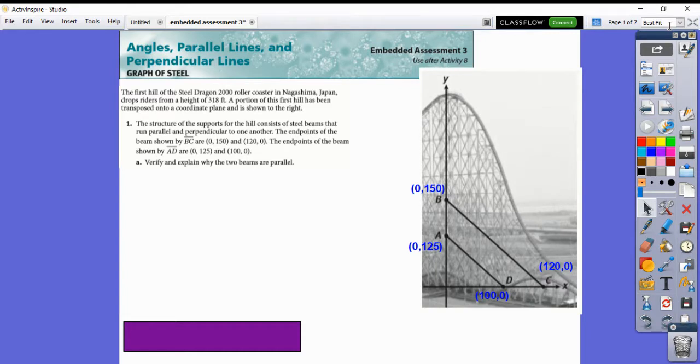You can use this to check your understanding for how well you understand how to use geometry and algebra together like you've been doing in the last couple of activities.